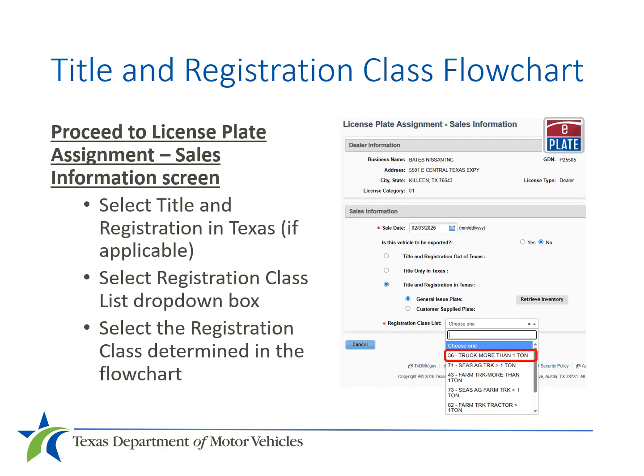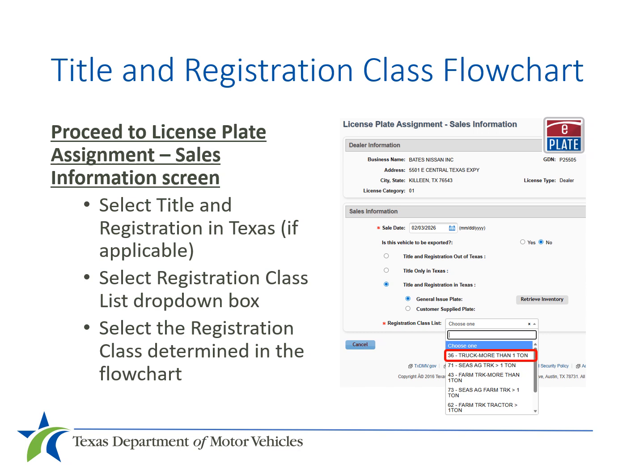After selecting the vehicle class, we will proceed through the ePlate assignment process until we get to the license plate assignment - sales information screen. Here you will enter the date of sale, select if the vehicle will be exported, and then select title and registration in Texas if it is to be titled and registered in Texas. After this, you will be given the registration class list dropdown. In this dropdown, you will see a list of registrations that are applicable to the vehicle class selected.